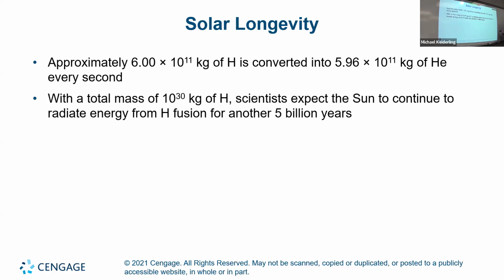So to our understanding, the sun will run out of fuel it can use in about 5 billion years. It has a total lifespan of around 10 billion years. It's been around for about 5, it'll last another 5. So it's about halfway through its lifespan.